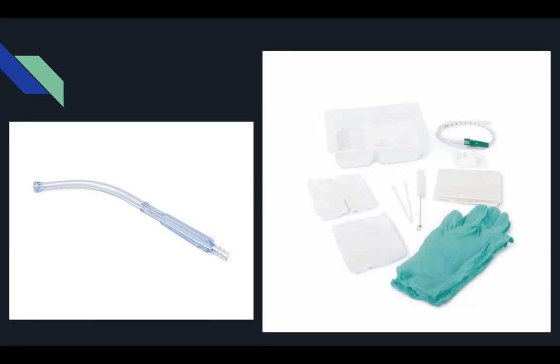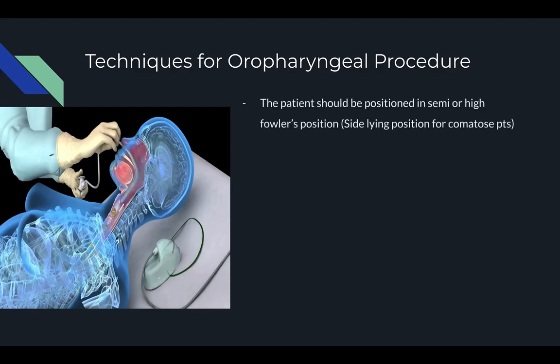For tracheal suctioning, you will need a special kit, which often comes with a sterile basin, sterile gloves, sterile drape, a small bore suctioning tip and tubing, as well as a swab. You will also need an oxygen mask in case of emergency, the connecting tubing, some water-soluble lubricant, and PPE as needed. The patient should be positioned in a semi or high Fowler's position, as well as for comatose or unconscious patients, the side-lying position in order to prevent aspiration of the secretions.